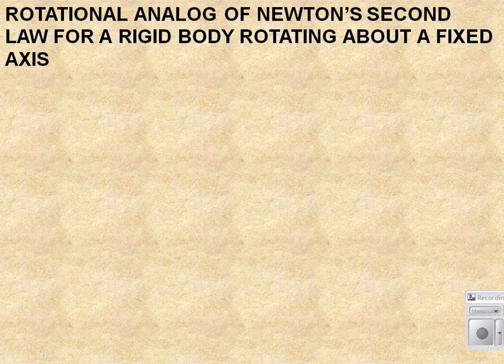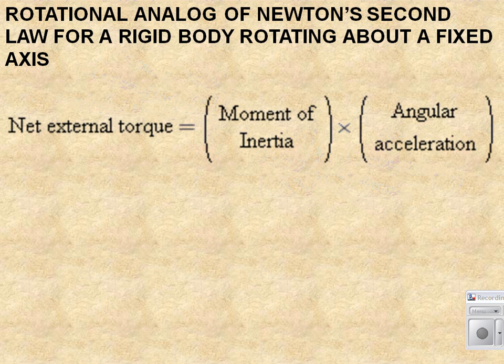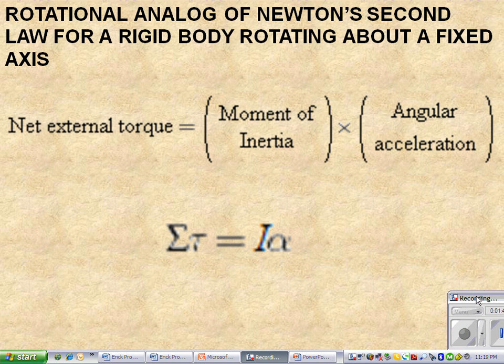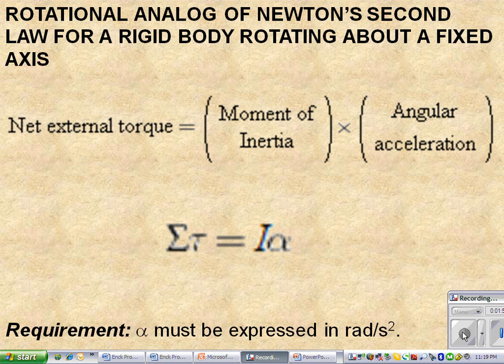There's an equation that goes with this, and it's very similar to F equals ma, force equals mass times acceleration, but instead of force we have torque, instead of mass we have moment of inertia, and instead of acceleration we have angular acceleration. The equation looks like this: the sum of the torques equals I alpha, instead of the sum of the forces equals ma. In this equation, alpha, the angular acceleration, must be expressed in radians per second squared.